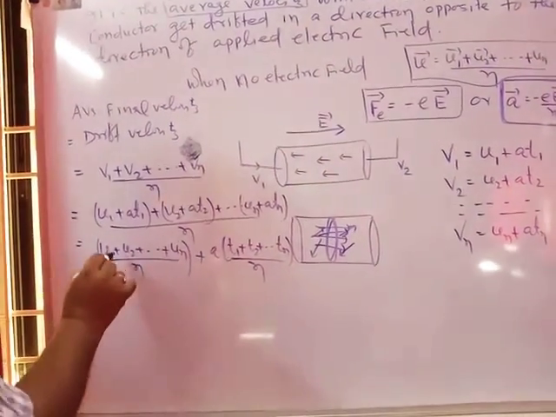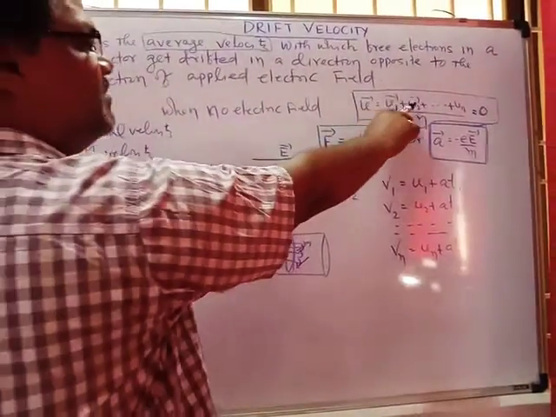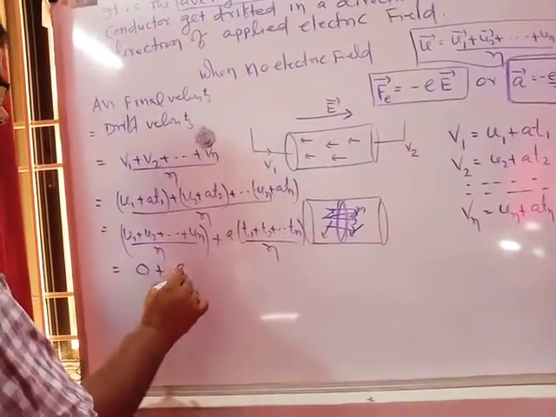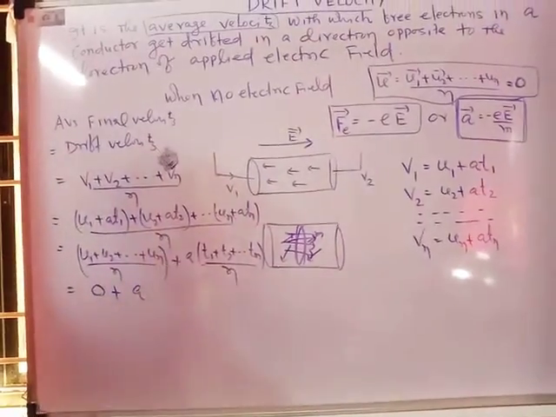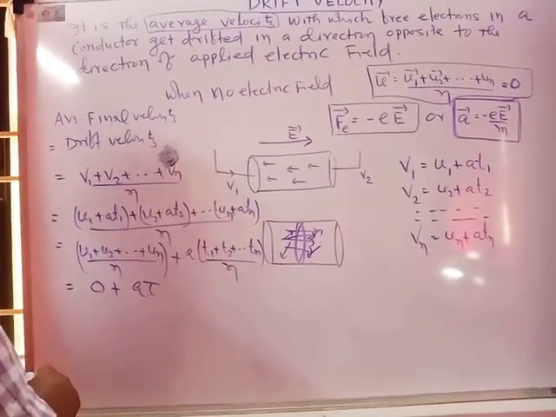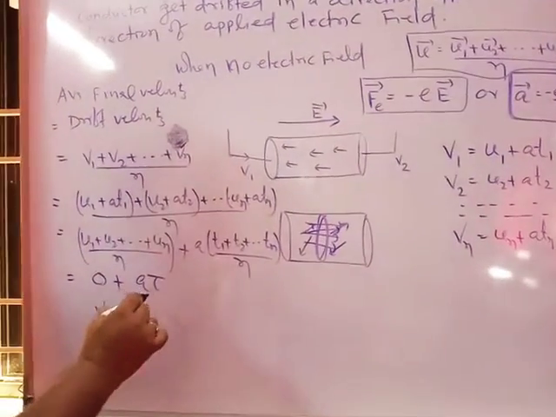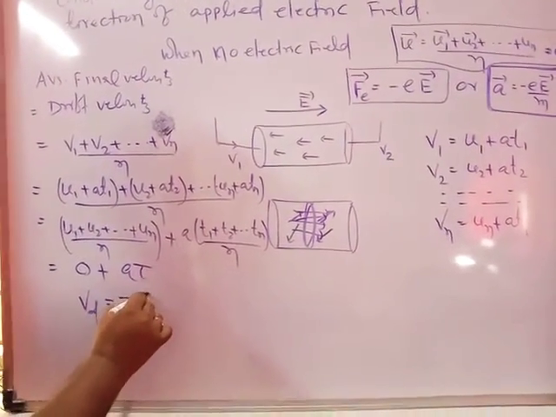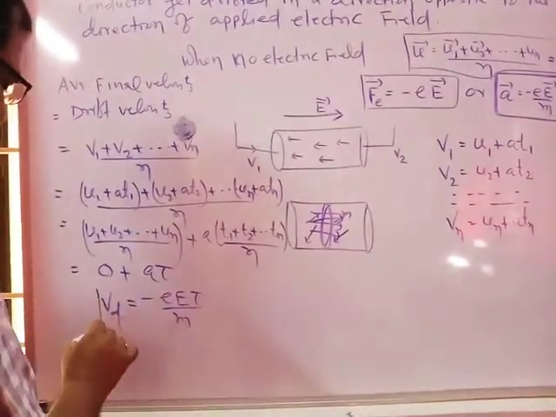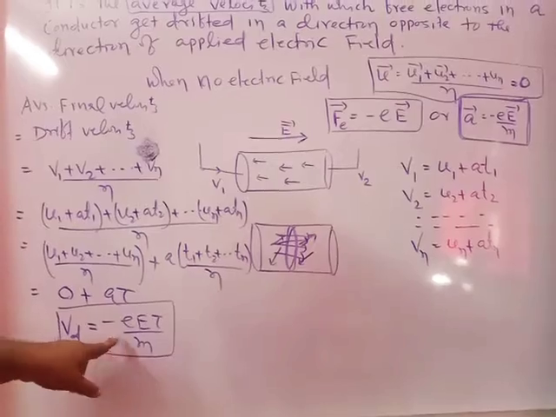The first term, u1 plus u2 plus un upon n, is the average initial velocity, which you already know is 0. So this will be equal to 0 plus a into the average time interval between the successive collisions, that is a tau. So Vd equals a tau. If you place for a, that is minus e E, Vd equals minus e E tau upon m. This is the required expression for the drift velocity of electron.